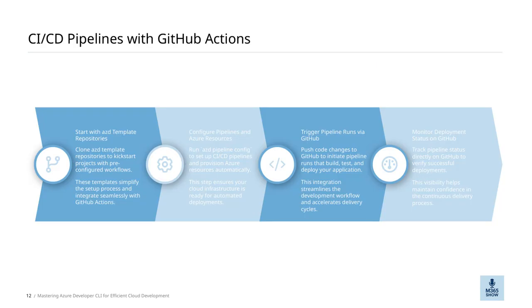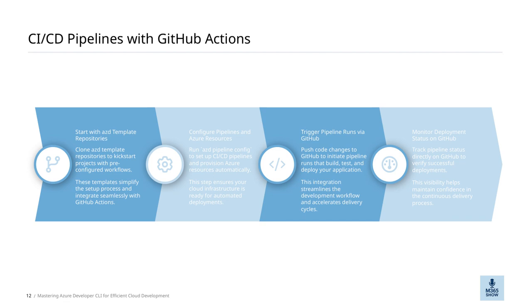Now, let's look at how you can monitor your CI/CD pipelines directly on GitHub. This allows you to quickly verify whether your deployments have been successful without switching tools. Having this visibility is crucial because it helps you maintain confidence in your continuous delivery process, ensuring everything runs smoothly and issues are caught early.